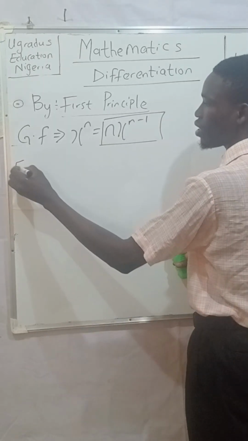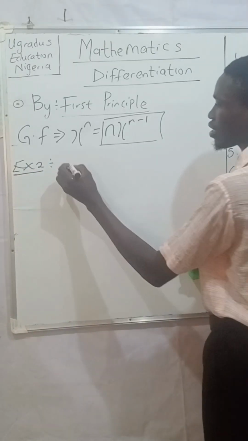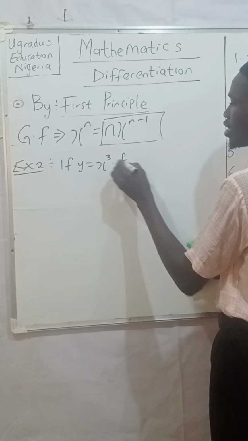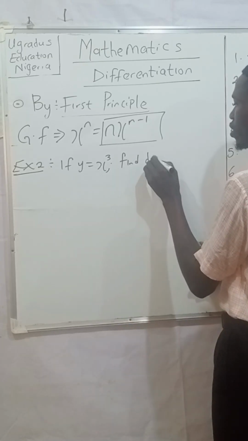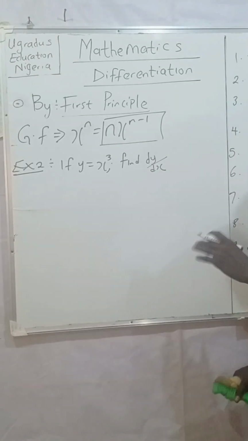Now let's take another example. Example 2. What if you are given something like this? If y equals x cube, find dy dx. dy dx means differentiate it. Now, using the first principle.